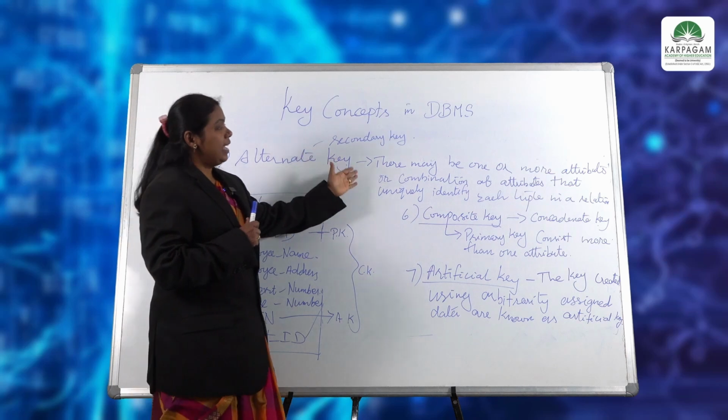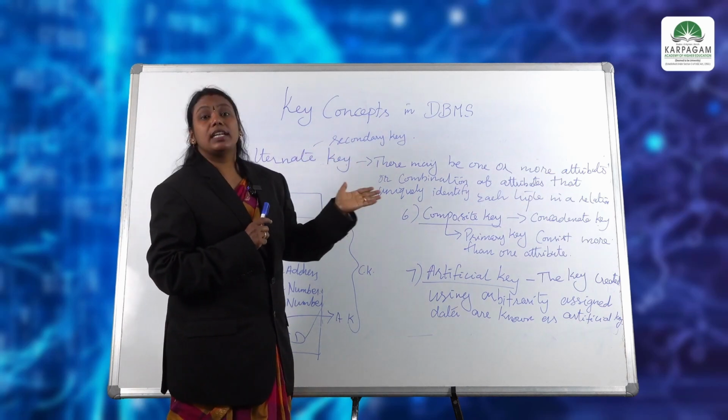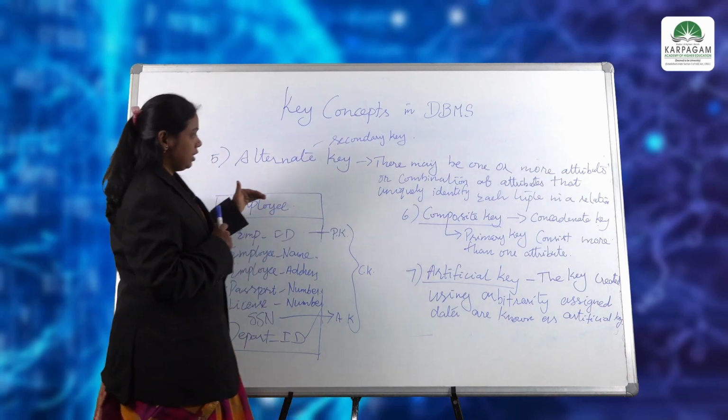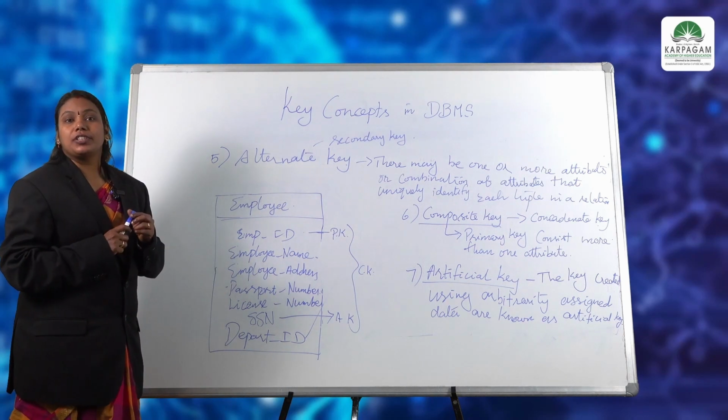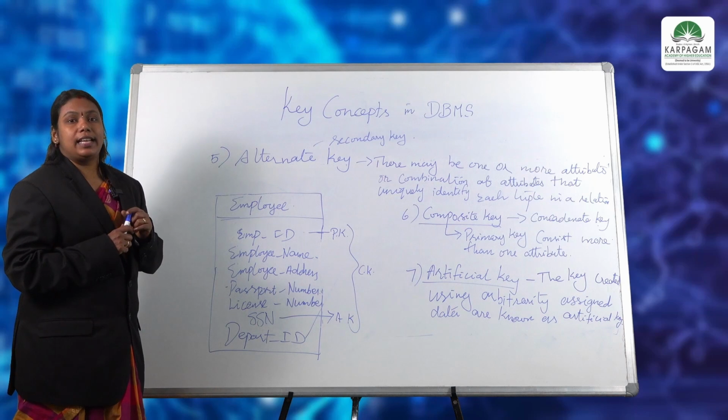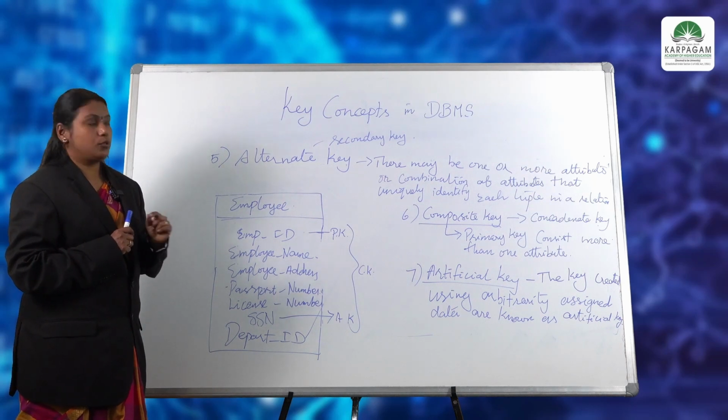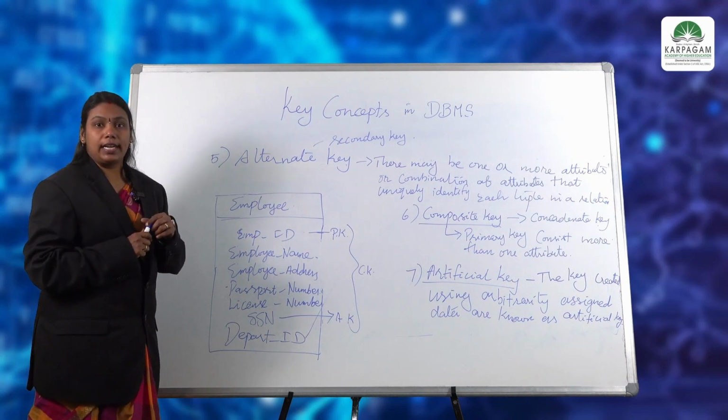Afterwards, there may be one or more attributes, or a combination of attributes, that uniquely identify each tuple in the relation, each row in the relation. That is called an alternative key.